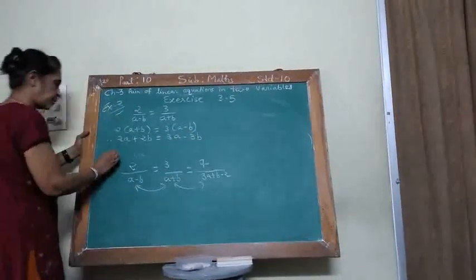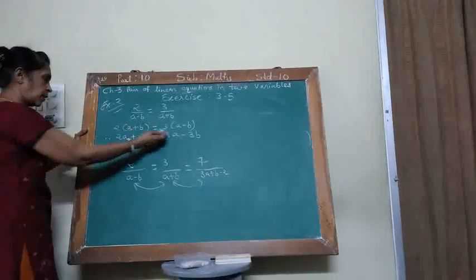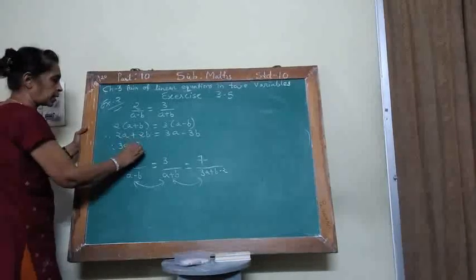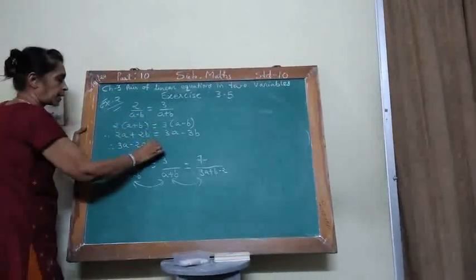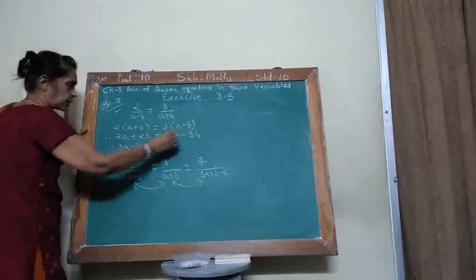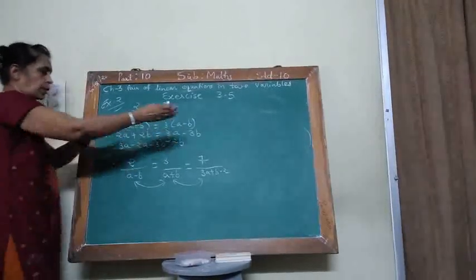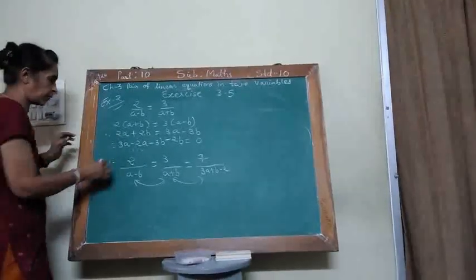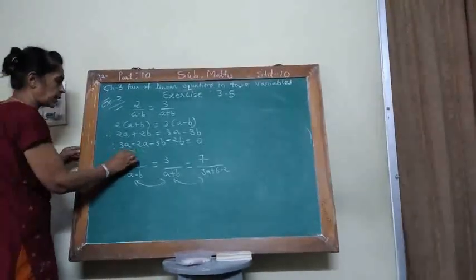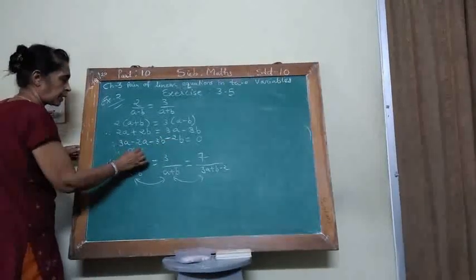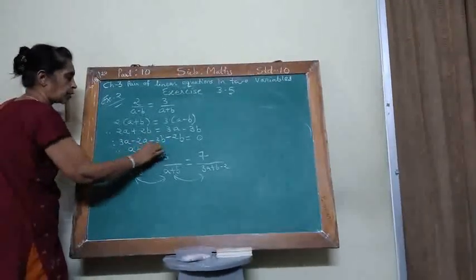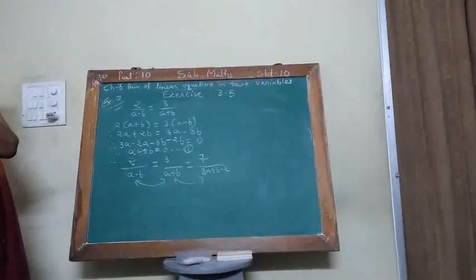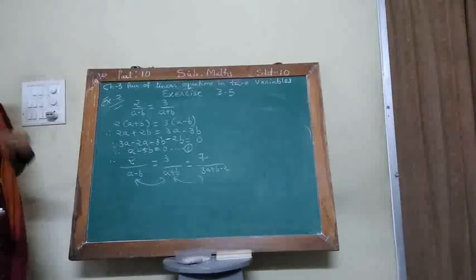Now arrange the terms. Take this term on this side, so I write here 3A minus 2A, and minus 3B is already there, and take 2B on that side. So take all the terms on that side. Simplifying, 3A minus 2A is A. Minus 3B minus 2B is minus 5B equal to 0. This is equation number 1. Instead of X and Y here, A and B are the variables.